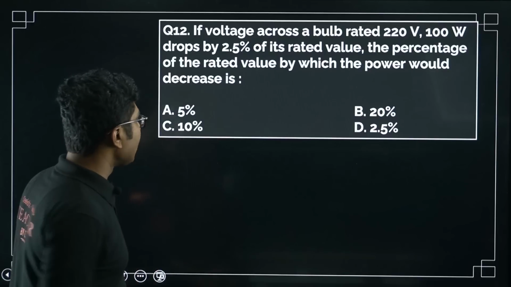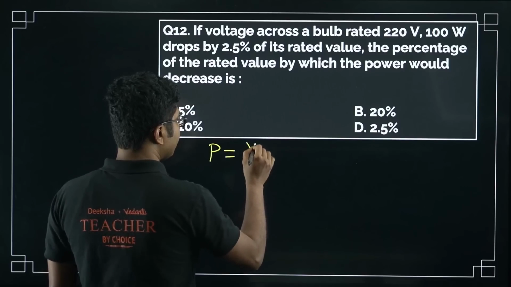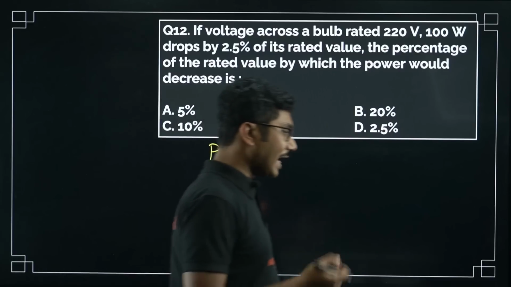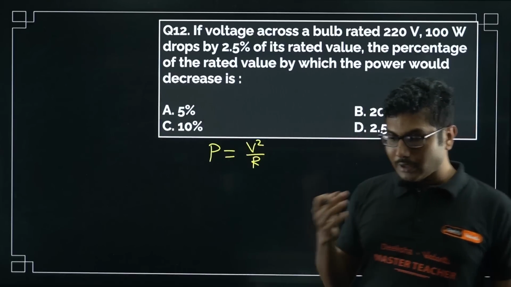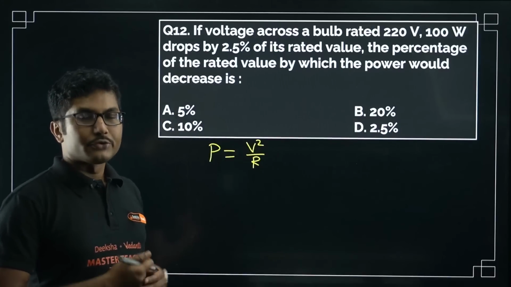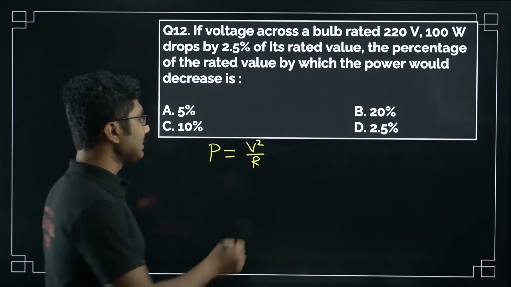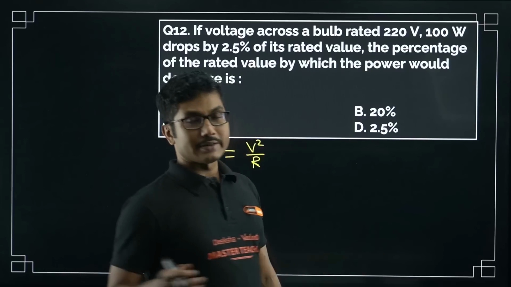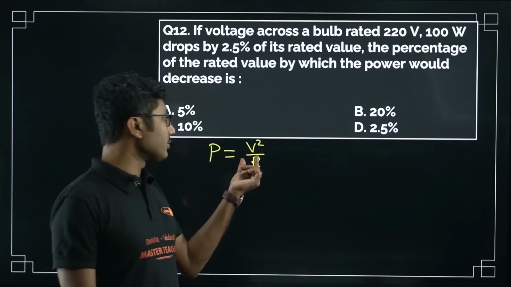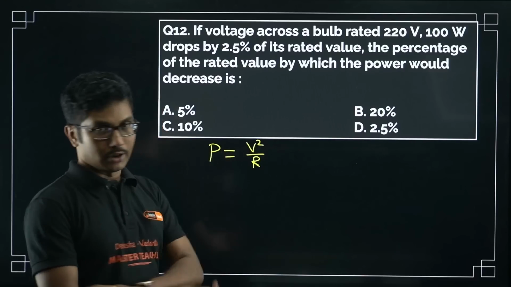Okay, so first we have to write the relationship between power and voltage. Power equals V square by R. Now there is another formula, P is equal to VI. Why are we not using that formula? Because if you change the voltage, current will also change, so we are not sure which one is constant. But in this case, because we are given an incandescent bulb, the resistance of the bulb is constant. Only P and V are directly related through this formula.